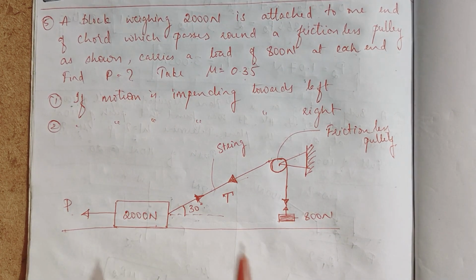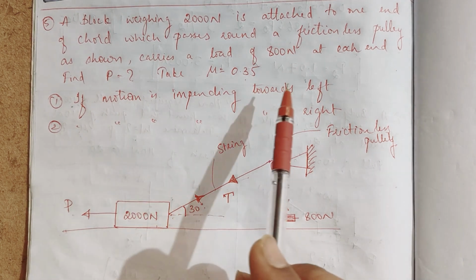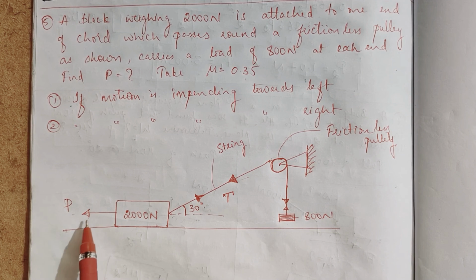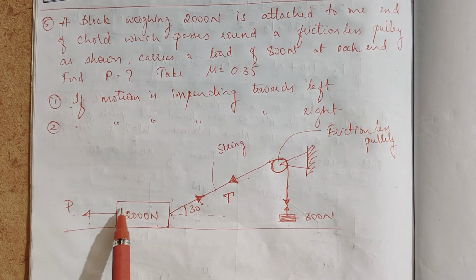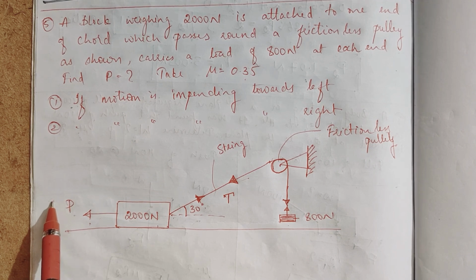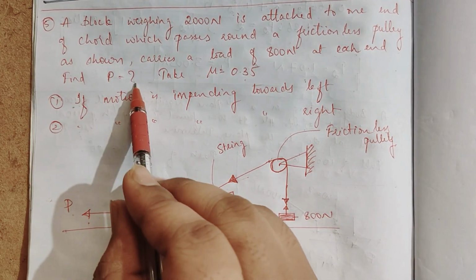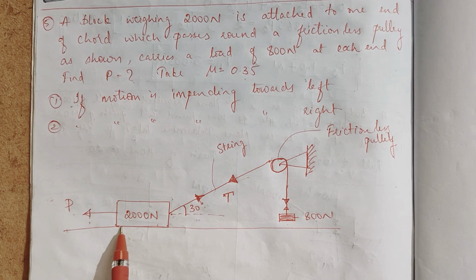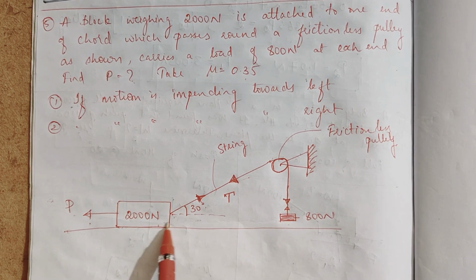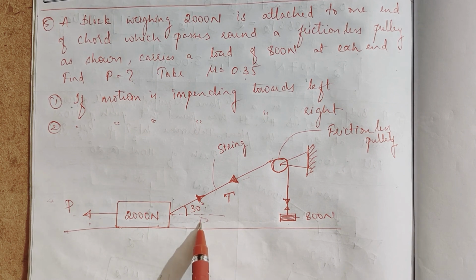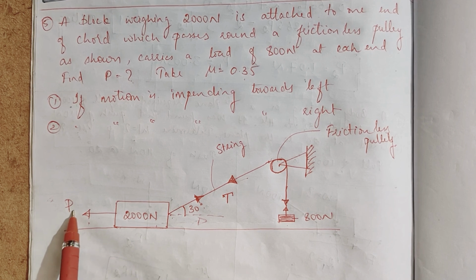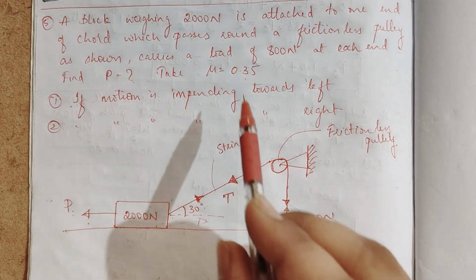Here they have given two cases. If motion is impending towards left, if due to this force this body moves towards this side, what is the value of P? If this block moves towards its right, towards the load, what will be the force of P? We have to find the value of P.